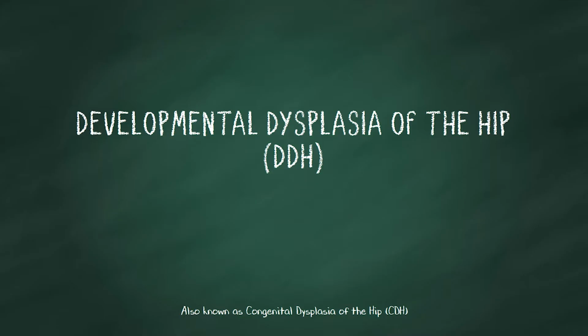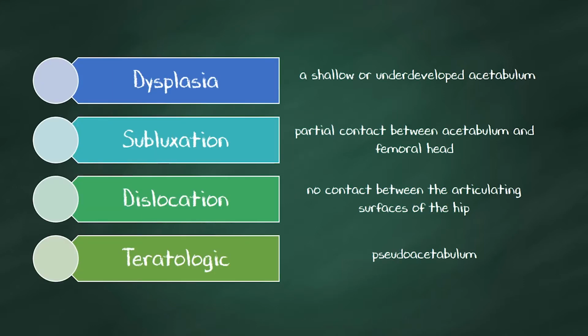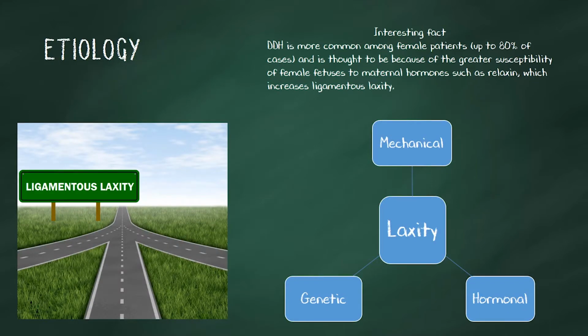DDH is a disorder of abnormal development resulting in dysplasia and possible subluxation or dislocation of the hip secondary to capsular laxity and mechanical factors. The following four conditions lie within the spectrum of DDH. The final common pathway in DDH is increased laxity of the joint, which fails to maintain a stable femoroacetabular articulation. The increased laxity is most likely the result of a combination of factors.